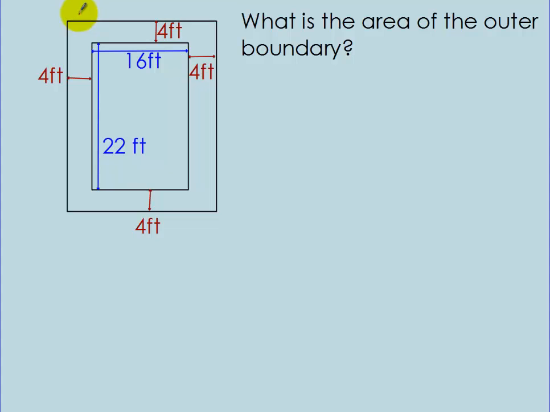This length is 16, and each of these additional ones is 4. So this is 4 plus 16 plus 4. So the length of this outside is going to equal 24 feet. And the length of this side, well, we got 22 plus 4 and 4. So for this side right here, label this in purple, this is going to be 22 plus 4 plus 4. So that's going to add up to 30 feet.